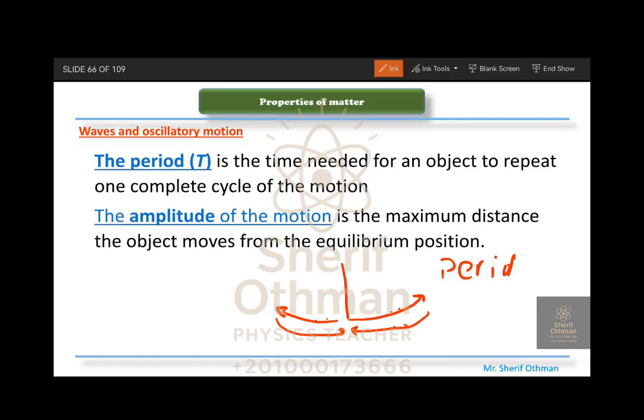And this movement is called a complete oscillation, or complete motion. So the periodic time is the time needed for an object to repeat one complete cycle, motion, or oscillation of the motion. The amplitude is the maximum displacement from the origin or the equilibrium position.